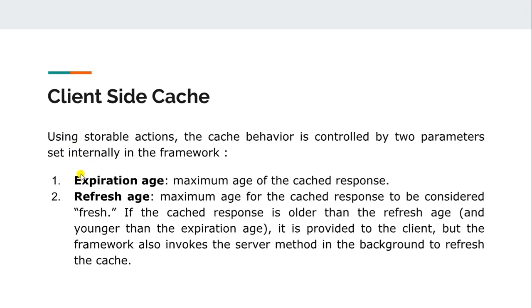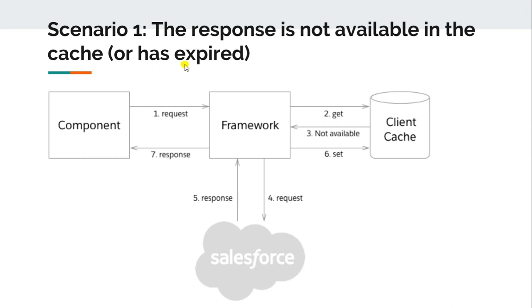We have three scenarios, so let's see all the scenarios one by one. Scenario 1: the response is not available in the cache or has expired. That means we don't have any response in the cache or it has expired, that is, the maximum expiration time of 900 seconds has expired.